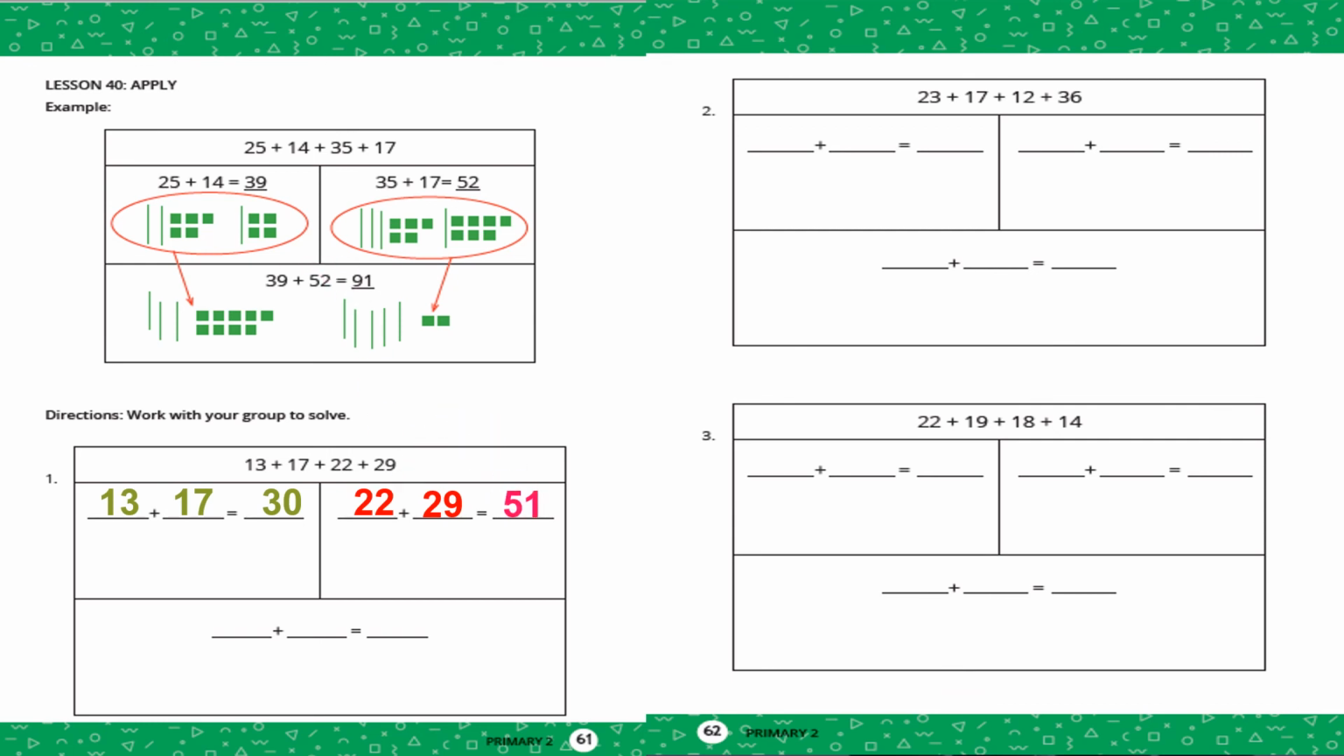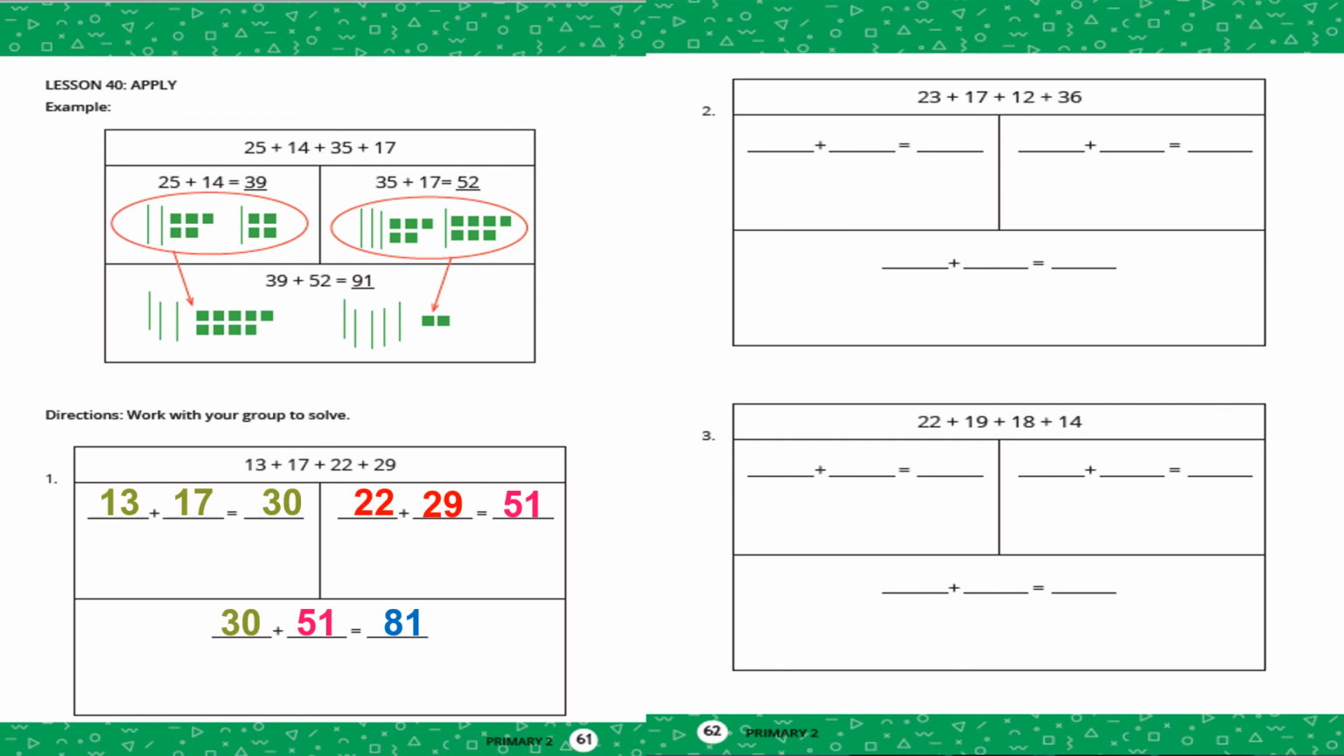Finally, we will put 30 plus 51. We will put the results together. So 0 plus 1 equals 1. 3 plus 5, after 5, 6, 7, 8. So it will be 81.